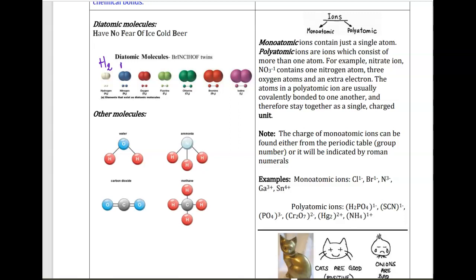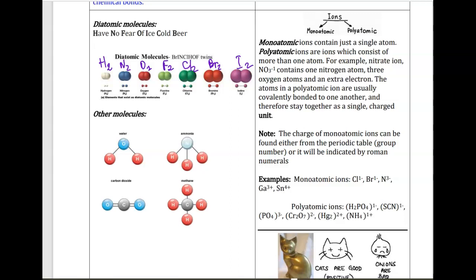So nitrogen N2, oxygen O2. That oxygen which we use for breathing is O2. Fluorine F2. Chlorine Cl2, bromine Br2, and iodine I2.